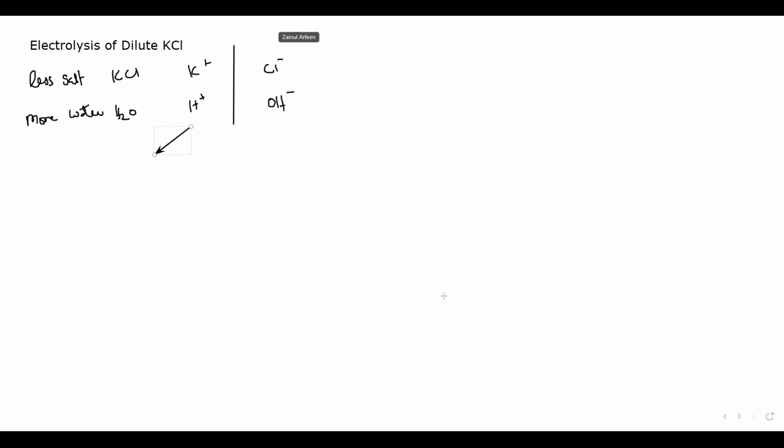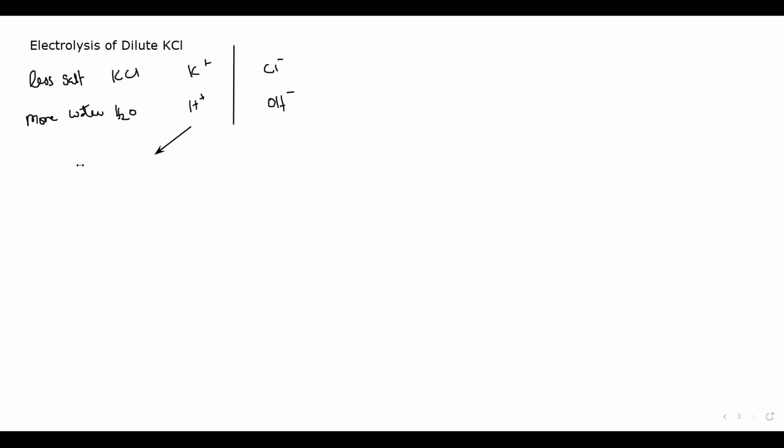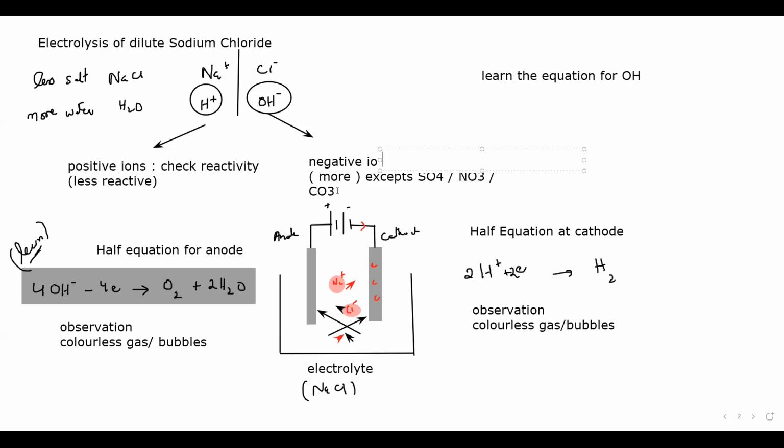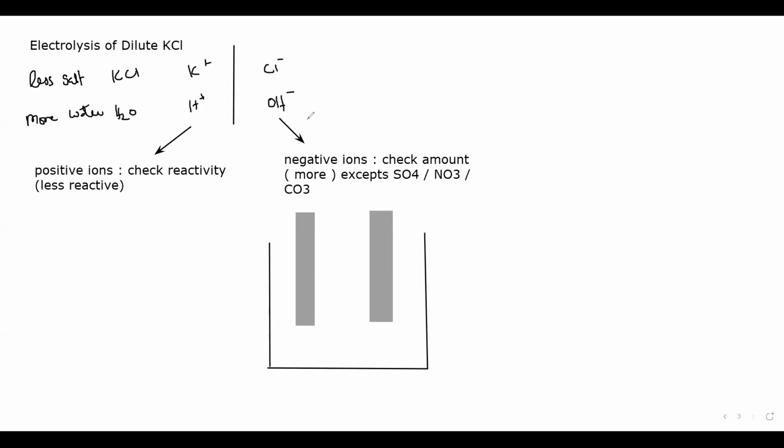For a positive ion, we check the reactivity. The ion which is less reactive will move towards the cathode. And for a negative ion, we check the amount. The ion which is more in the solution will discharge at the anode. Except the three: sulfate, nitrate and carbonate are not able to discharge, not able to move because of their size.